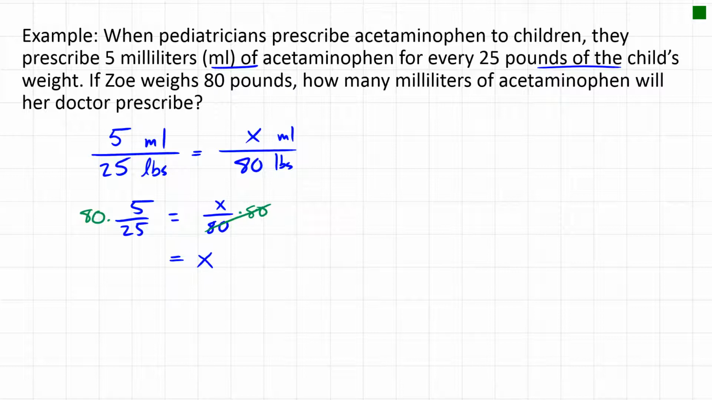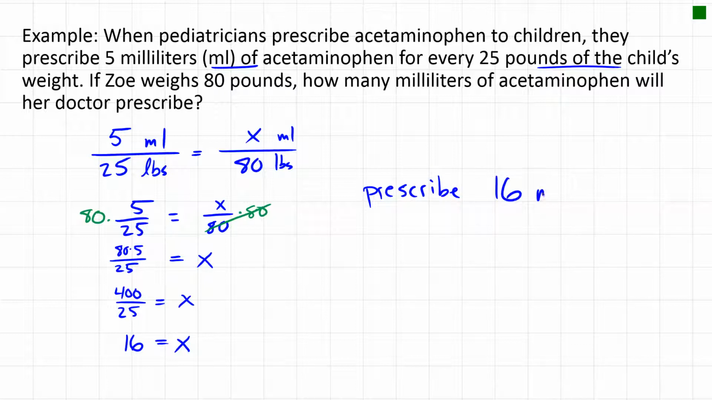And now I have 80 times 5 over 25. And I'll have to do this in my calculator. 80 times 5 is 400. So it's 400 over 25, which comes out to 16 is equal to x. So when answering word problems, make sure to reference the word problem. So you don't have to be too wordy, but prescribe 16 milliliters is a perfectly good answer to this problem.